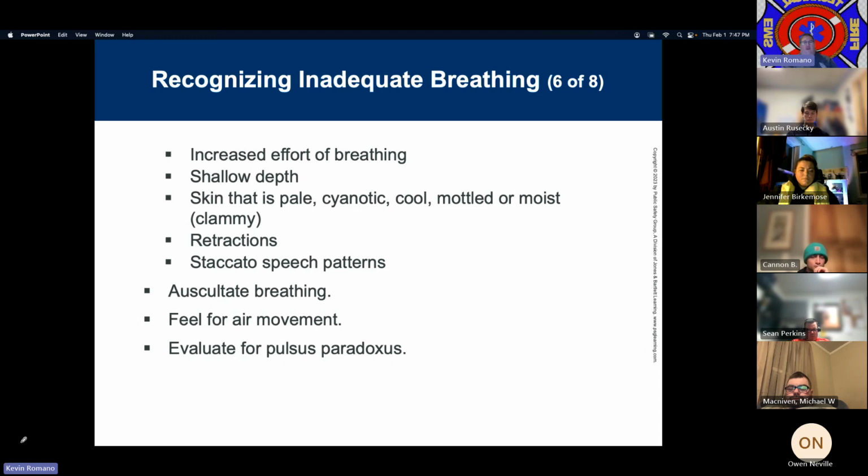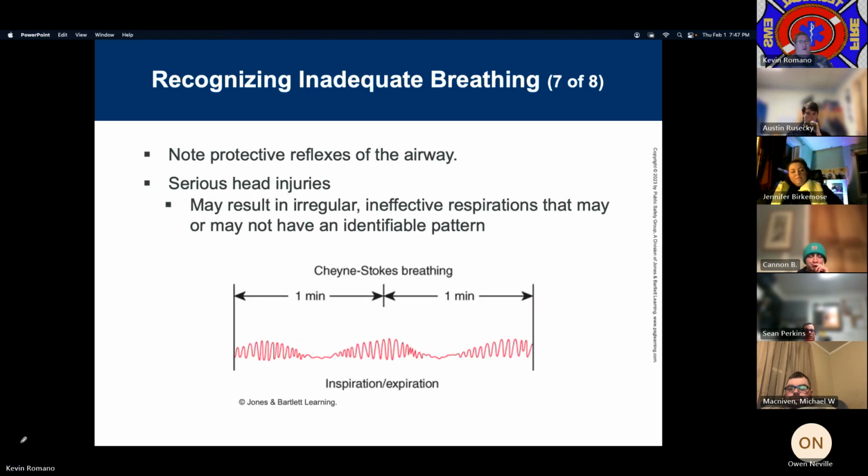Observe the chest for symmetry and note any paradoxical motion. Are they doing this? Or are they doing this? Evaluate for pulsus paradoxus, as well as assess the history of the present illness. What else has been going on? Note protective reflexes of the airway and modified forms of respiration, such as sighing or hiccuping. Serious head injuries may also cause irregular, ineffective respirations that may or may not have an identifiable pattern.